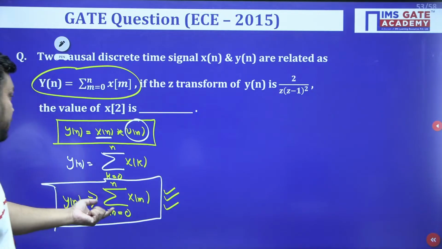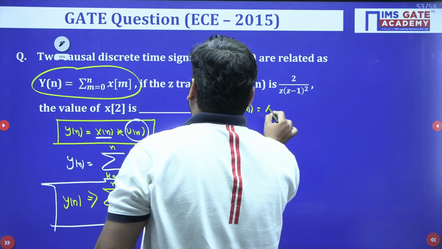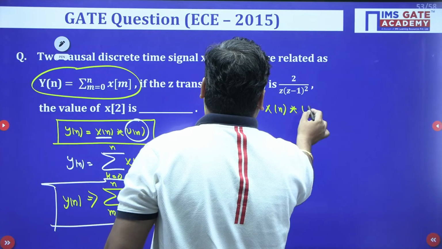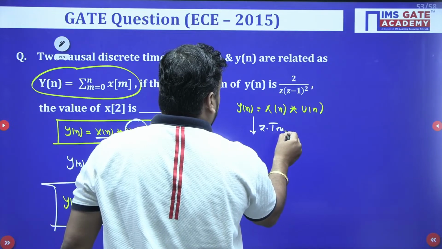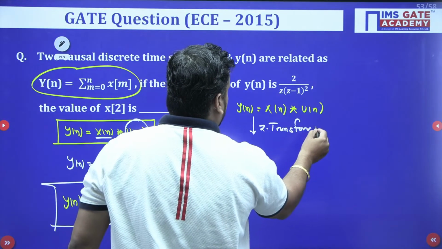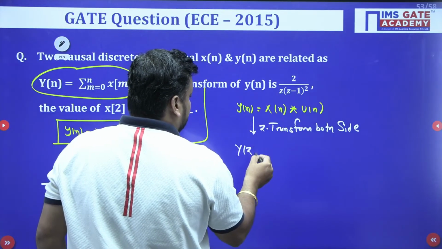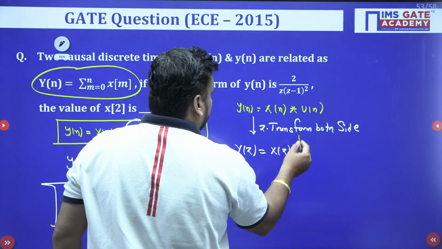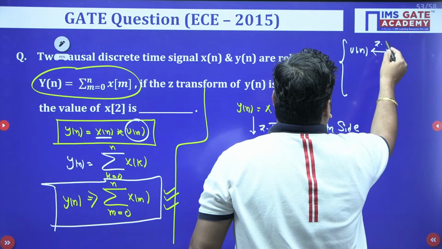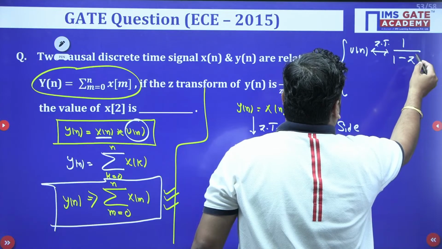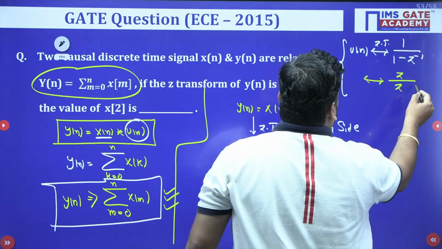So now, students, tell me the meaning of this. The meaning of this is nothing but that y[n] is actually x[n] convolved with u[n]. If I take the z transform on both sides, what will you get? Y(z) will be the z transform of y[n], X(z) the z transform of x[n], and the z transform of u[n]. Do you know what the z transform of u[n] is? Sir, the z transform of u[n] will be 1 upon 1 minus z inverse, and this z transform you can also rewrite as z upon z minus 1.